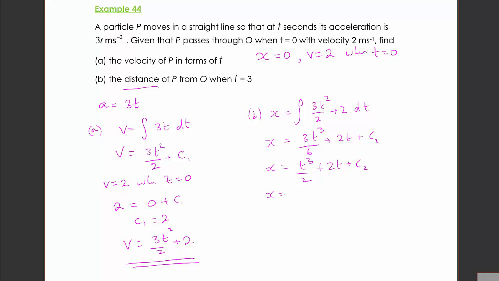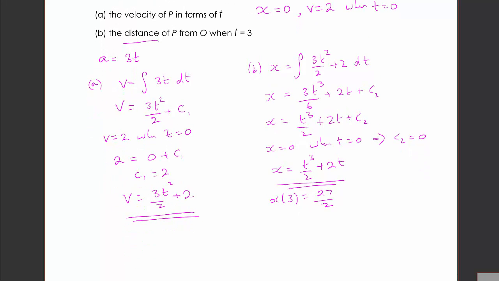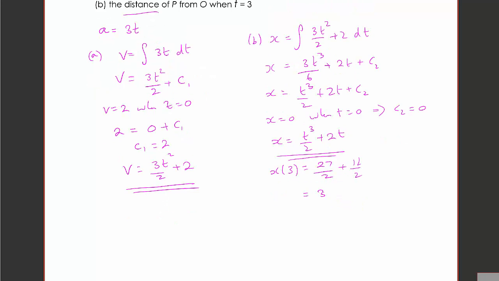And we know that x equals 0 when t equals 0. That should be reasonably clear that c2 is 0. And so x is just going to be t cubed over 2 plus 2t. And we want x of 3. So that's going to be 27 over 2. Add 6, which is 12 over 2. So that's going to be 39 over 2 meters.